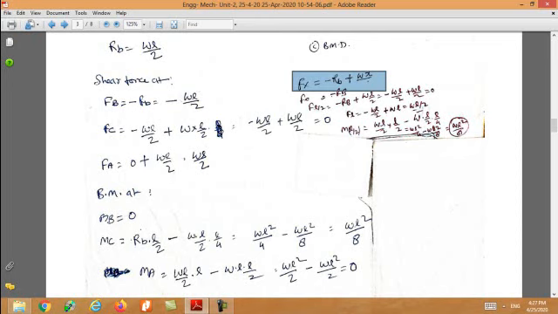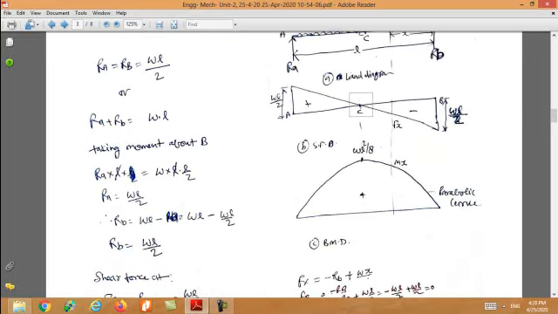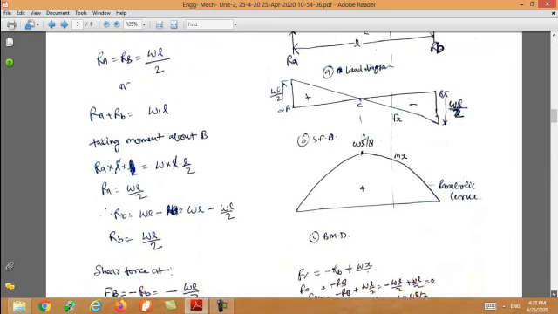So W cancels, and the value of x is L by 2. So you can find the distance x as L by 2, and you can find the bending moment at L by 2. You know that when shear force is 0, the bending moment at this point will be maximum, which is WL square by 8. Is it?